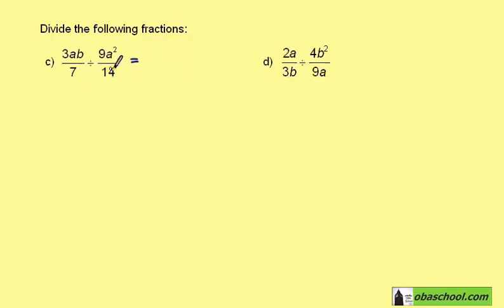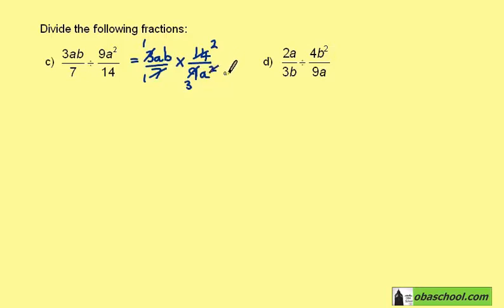We now have 3ab over 7 divided by 9a squared over 14. Write down the first fraction, change the divide to a multiply, and write the second fraction upside down. 3 goes into 3 once, and into 9 3 times. 7 goes into 7 once, and into 14 twice.